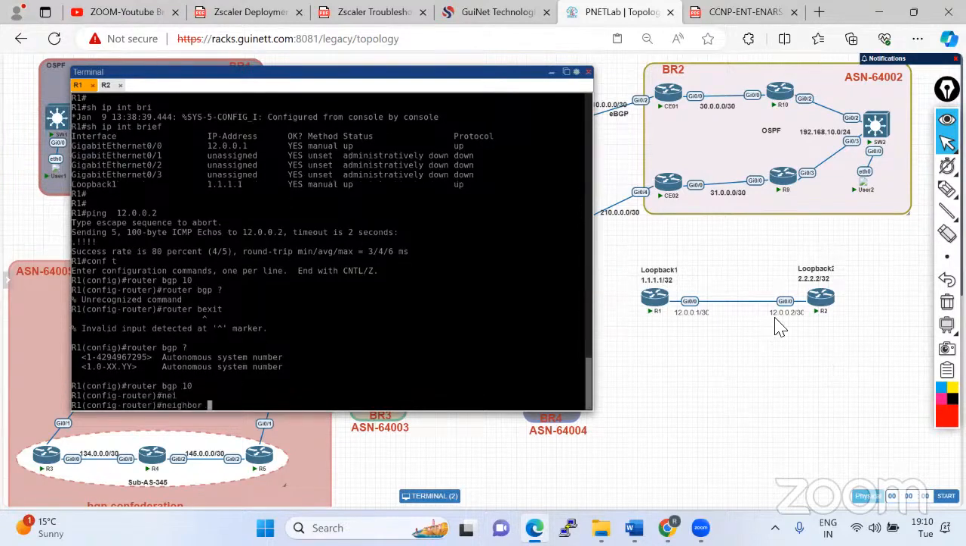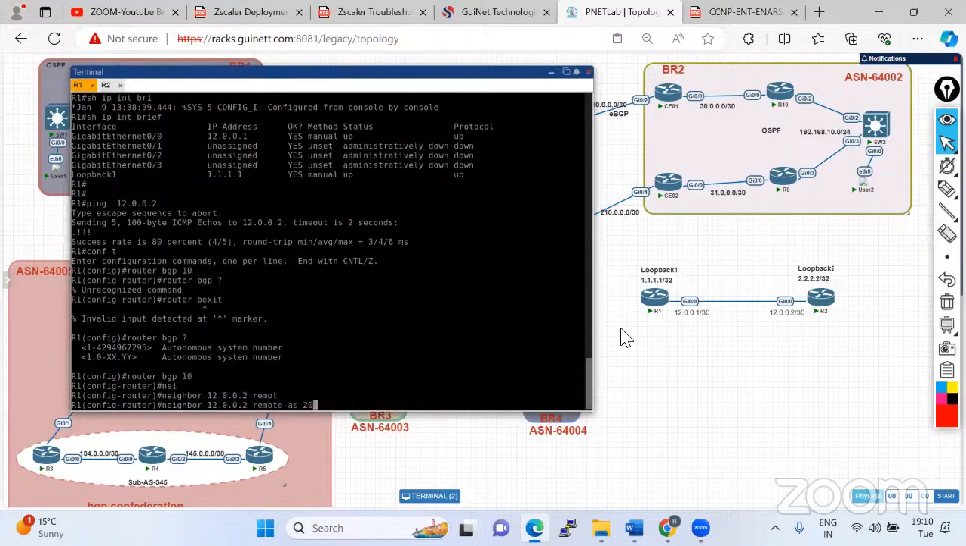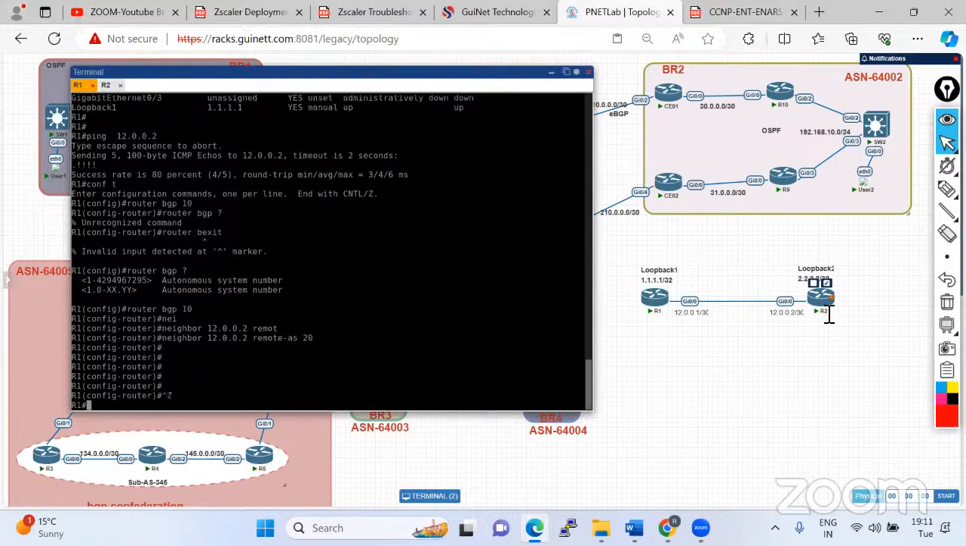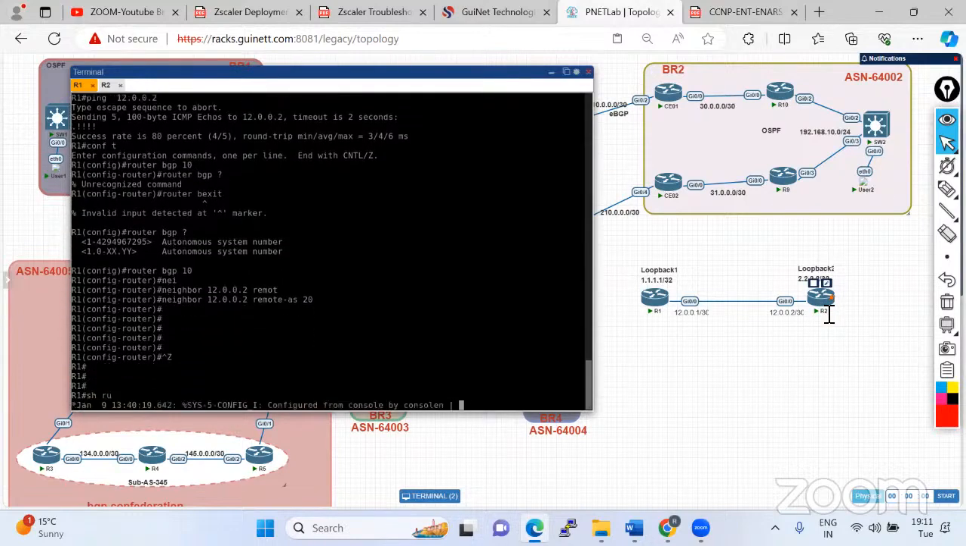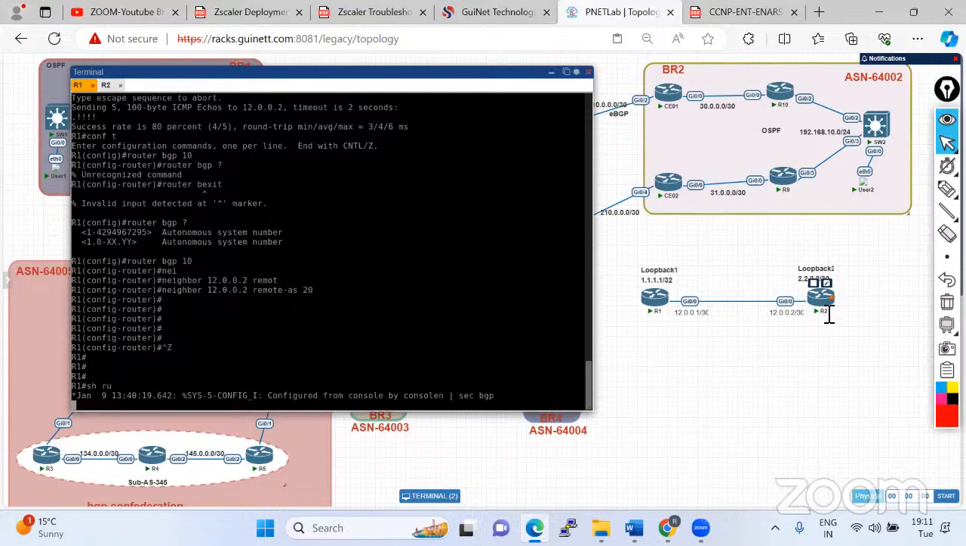What is my neighbor IP? 10.10. Sorry, 12.12.2. So 12.0.0.2, and for remote AS I have to give 20. I should know this remote AS. So all this information you have to gather before building the BGP configuration. So my BGP configuration is done from the one router's point of view. Section BGP, just a 2-line command. So I just built the BGP configuration on R1.